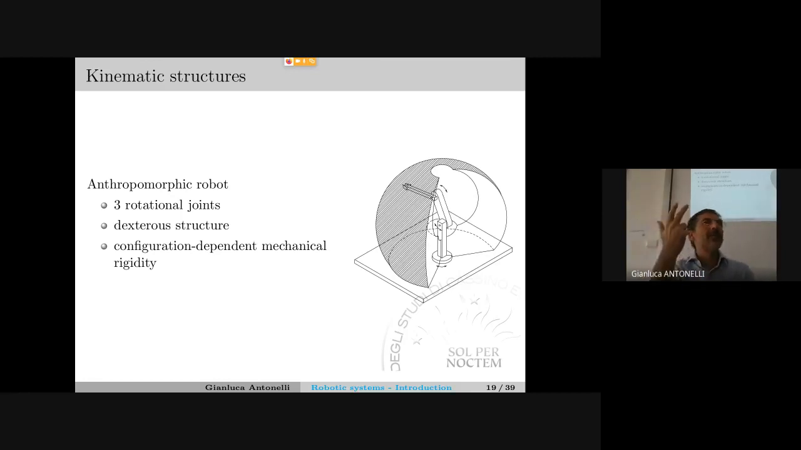But here I only have 3 degrees of freedom. I can only think about the position. We will understand later. If I put the wrist here, okay, this is a dexterous structure. And now there is also another term that is totally obscure now. It will be clear later. Configuration dependent mechanical rigidity. To understand it, let us think of the human body.